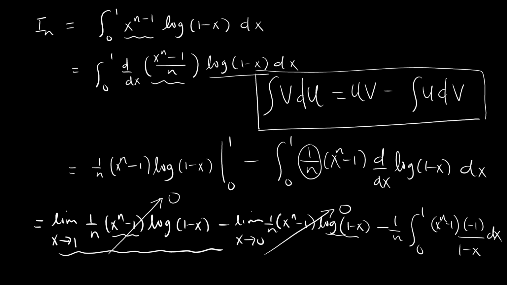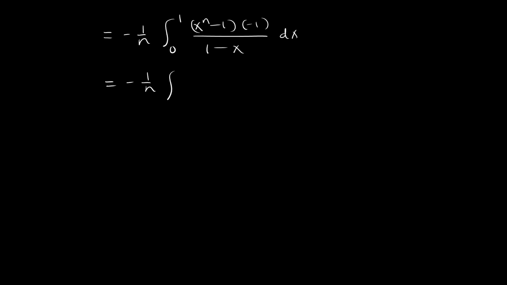What that means is that our integral now becomes negative 1 over n, integral from 0 to 1 of, since we had x to the n minus 1 and we had a negative 1 here, and in the denominator we have 1 minus x, we can reverse things here a little bit, so we have 1 over n, integral from 0 to 1 of (1 minus x^n) over (1 minus x).